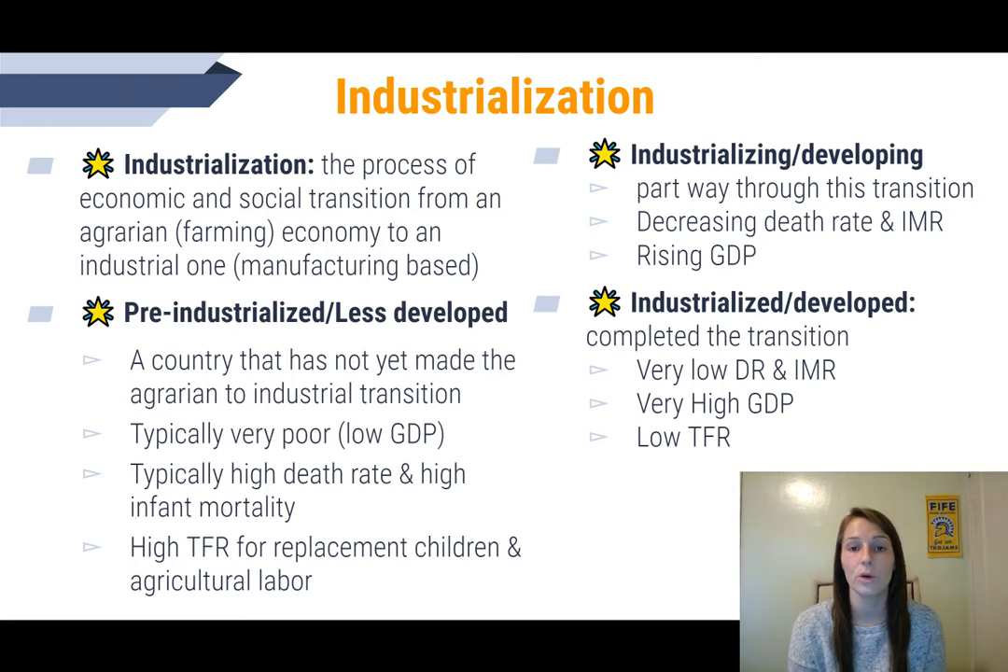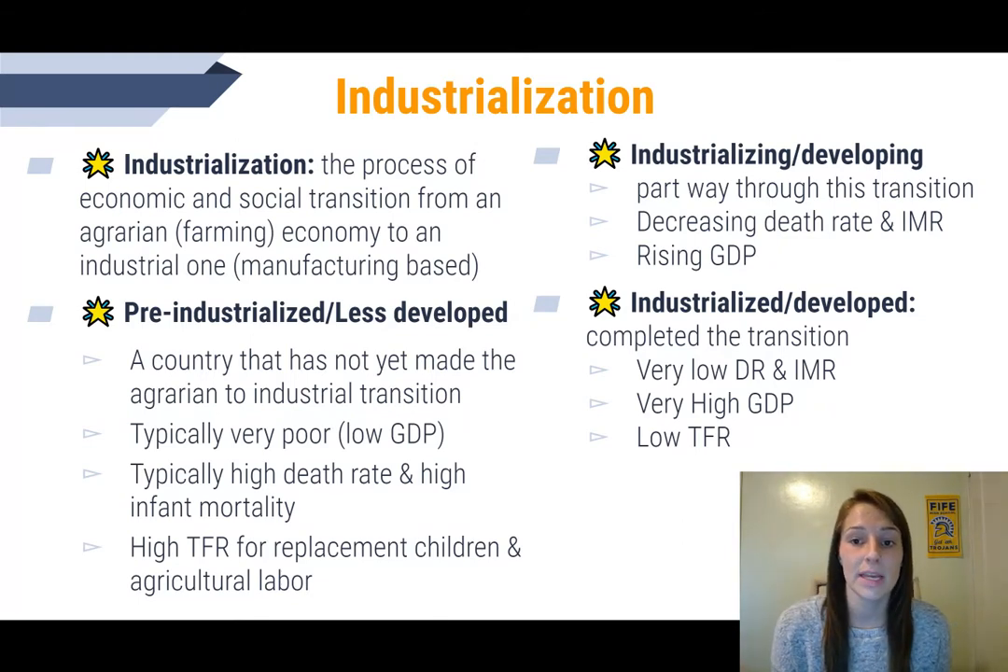They're going to have a low GDP. We are also going to see high death rates and high infant mortality rates. And then because of this, we are going to see high total fertility rates because it's going to be replacing the children who already died. And also, if you have an agrarian society, you need more kids to help each family with the agricultural labor. And so we're going to also see a higher TFR because of that.